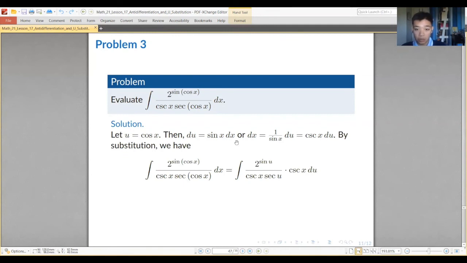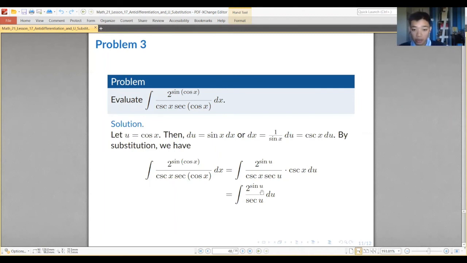So if you substitute again, you see here that your cosine x has been replaced with u, your cosine x has been replaced with u, and then you have here that your dx was replaced with cosecant x du, and then you have your cosecant x here in the denominator. That will cancel out. You'll be left with this. This is still a pretty complicated expression, so maybe we should apply u substitution again.